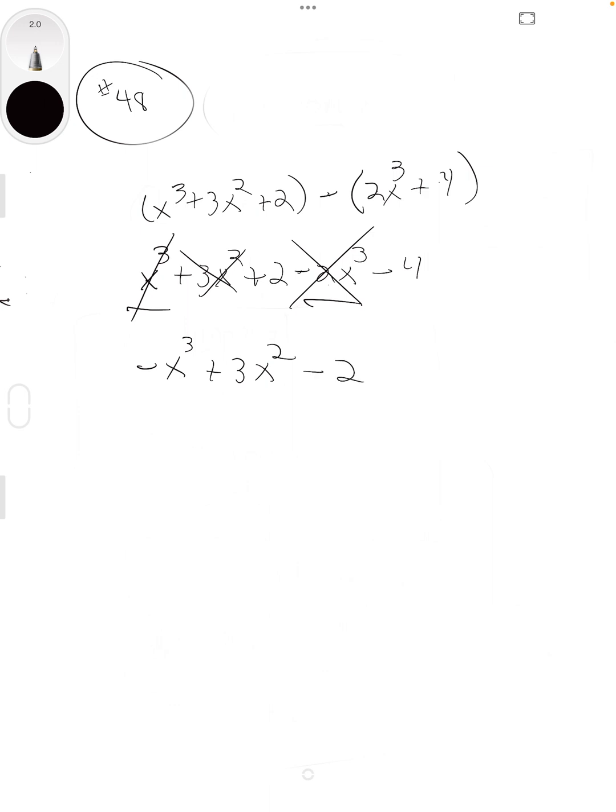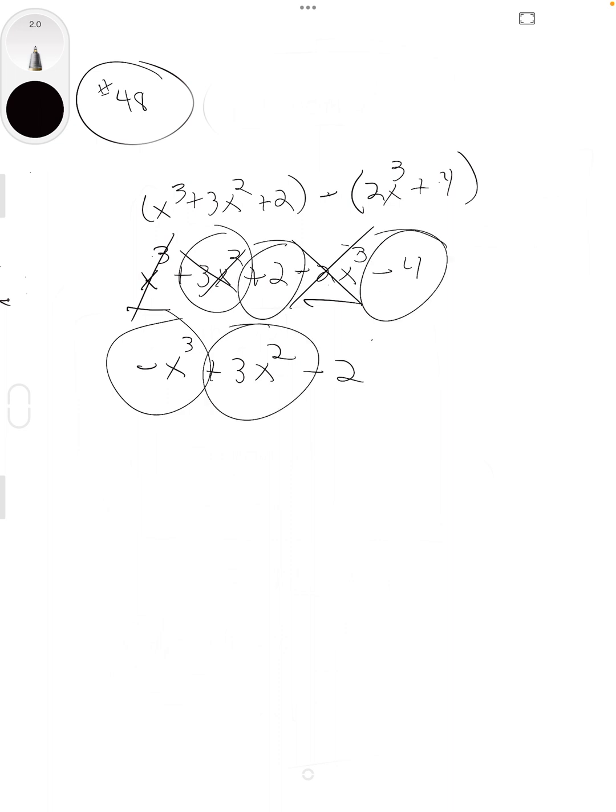So I just start with the top, get all those, done. Start with the next one, get all those, done. Start with the next one, get all those, done. That's why putting them in order really makes a big difference. And this is the answer. So you may only add terms that are the same.